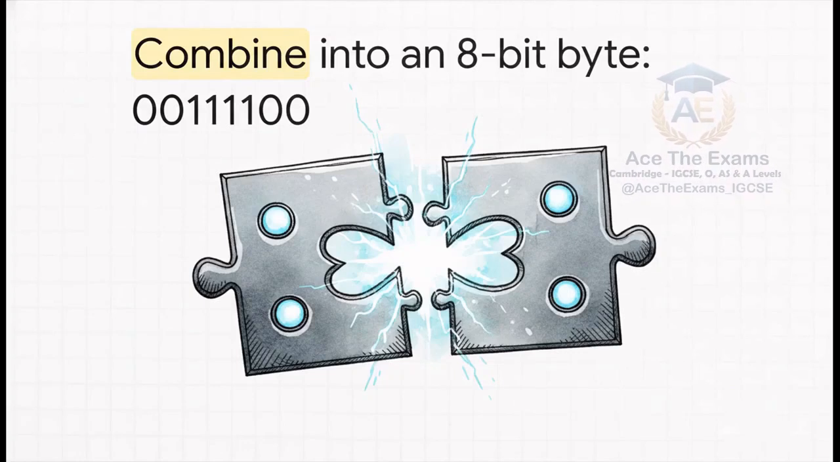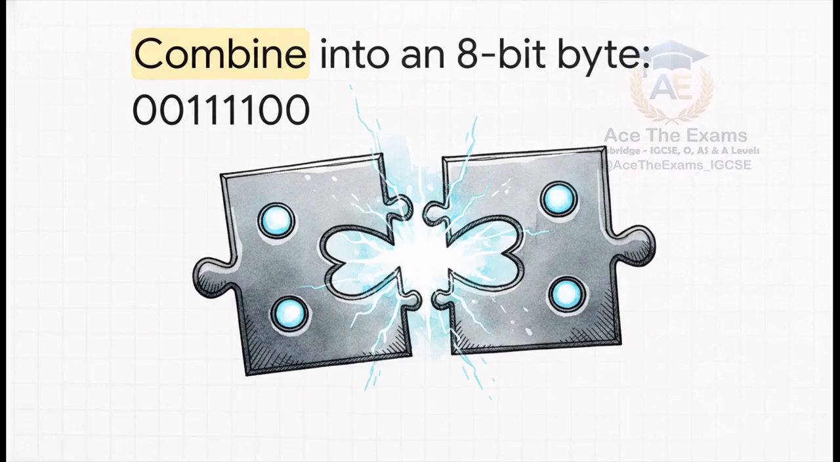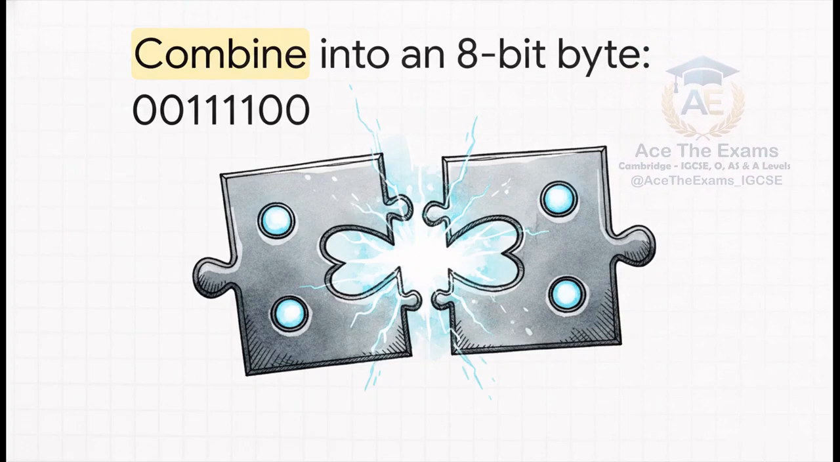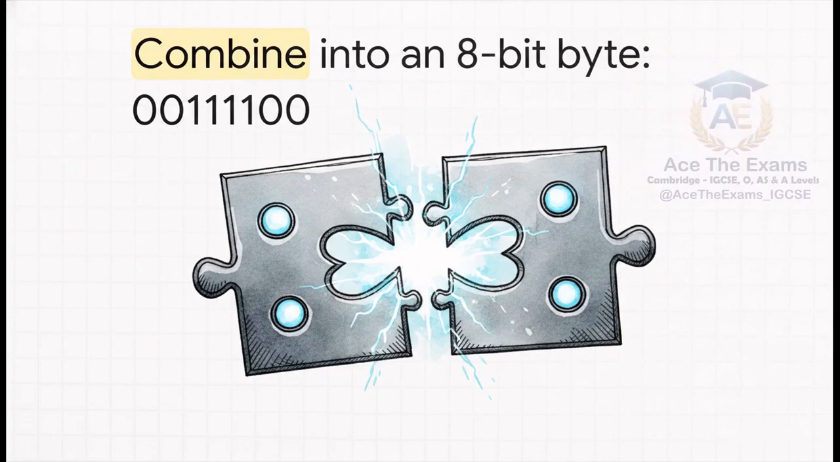Now for step 3. This is where we snap the puzzle pieces together. We simply take those two 4-bit nibbles, 0011 and 1100, and combine them to create a complete 8-bit binary number, a full byte, 00111100. Boom! By doing this, we've successfully transitioned entirely from hexadecimal into binary.